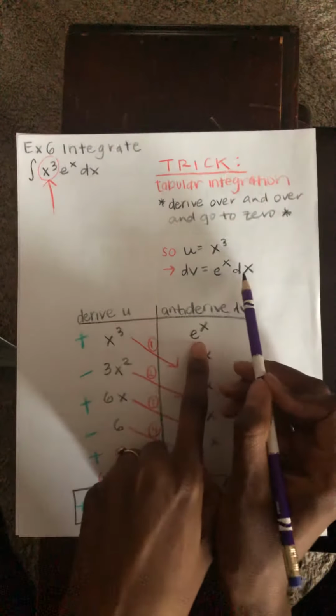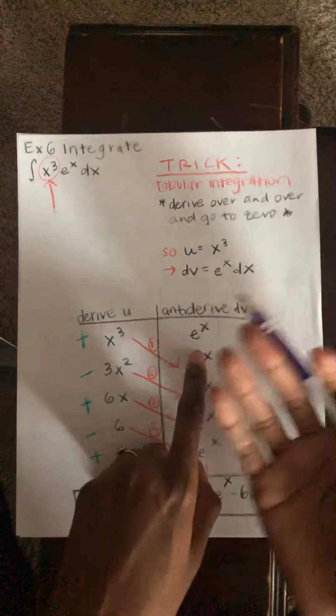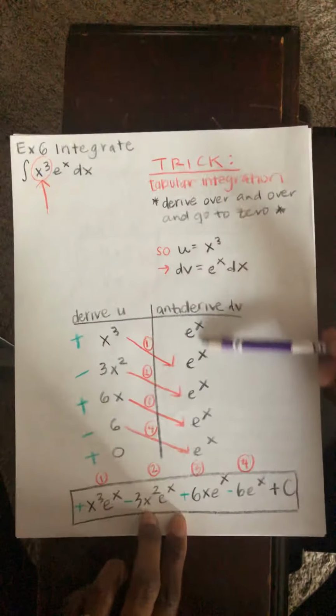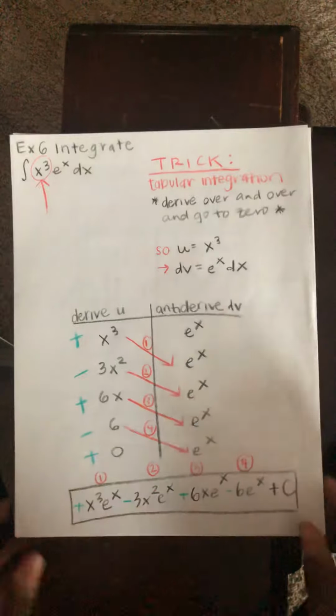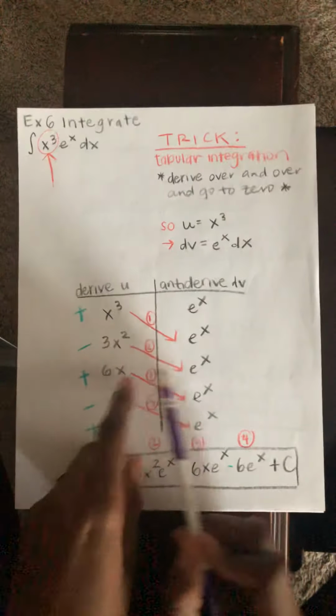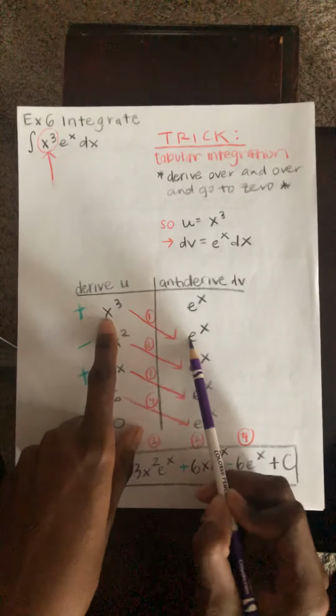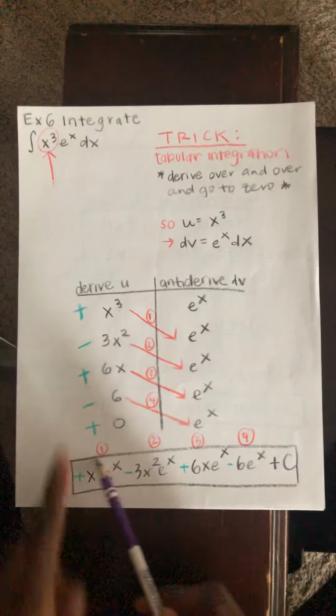So our dv is e to the x. If we take the antiderivative of e to the x, we always get e to the x, so it just goes straight down, okay? And then for the tabular method, all you have to do is start from the top and then do this little diagonal thing, okay? So we're going to take x cubed and multiply it by e to the x. So that's the first one, and it's positive.